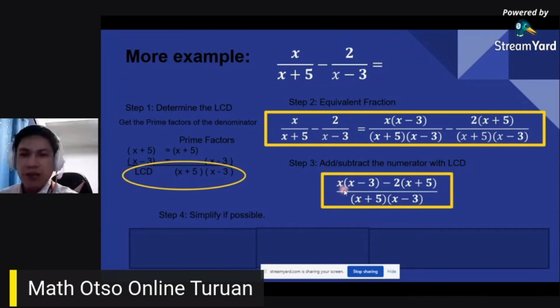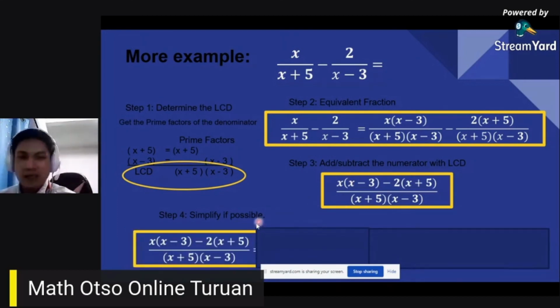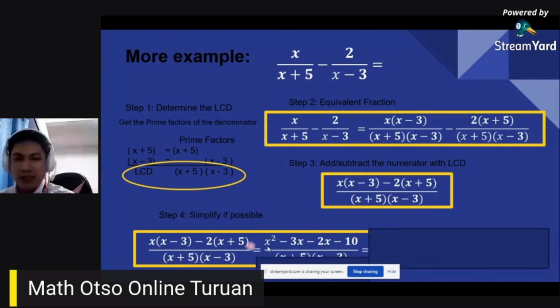We will simplify yung x times x minus 3 minus 2 times x plus 5. Yung numerator isi-simplify na natin. So, x times x. Ayan, tuloy-tuloy na natin dito. X times x, x square. X times negative 3, ito yon, negative 3x. Negative 2 times x, negative 2x, and negative 2 times positive 5 is negative 10, all over x plus 5 times x minus 3, the LCD.